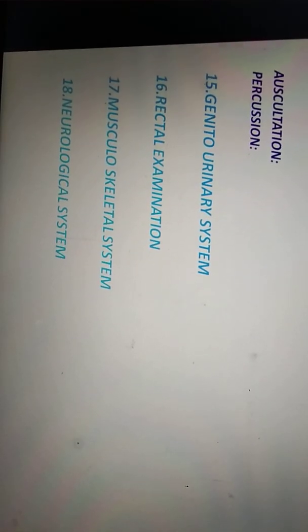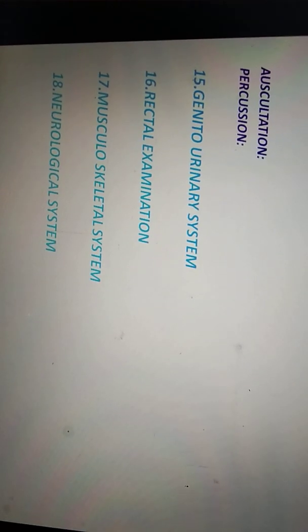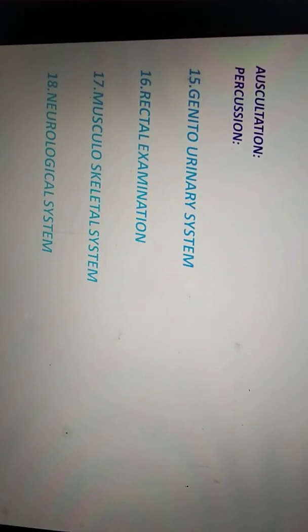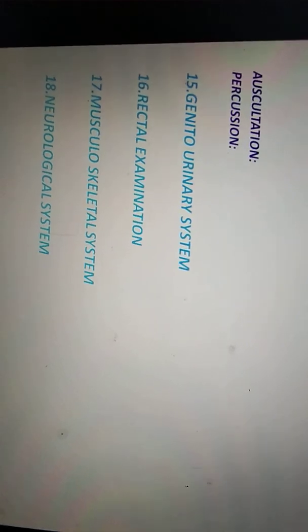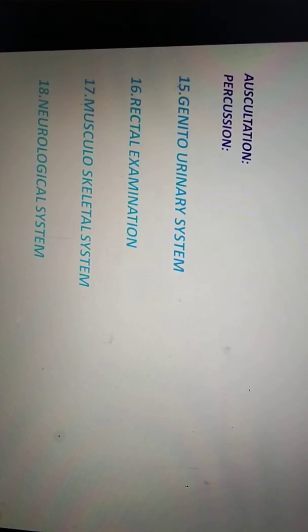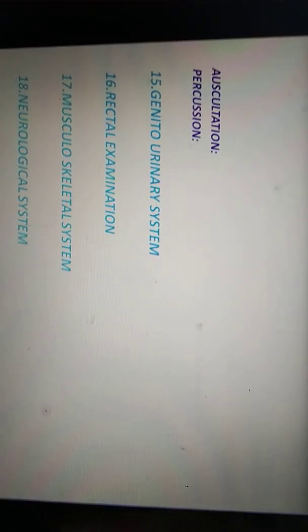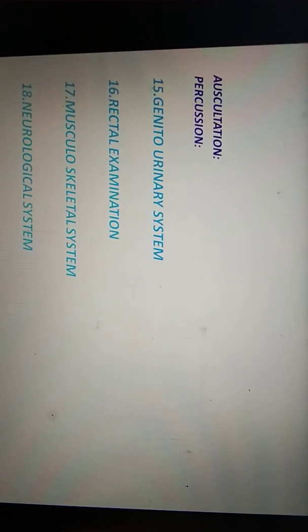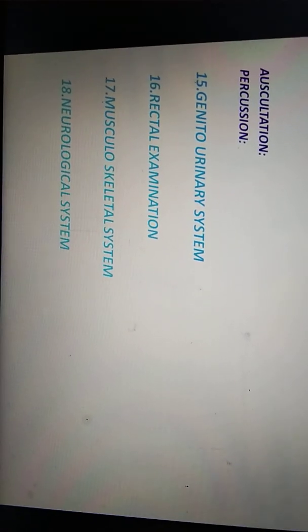In the genitourinary system, we need to identify dysuria, polyuria, and oliguria. Dysuria, meaning painful urination, is absent. Polyuria, meaning increased urination, is also absent. Oliguria, meaning reduced urination, is also absent. There is no enlargement of the prostate gland. Then the rectal examination: there is no enlargement in the rectal region.